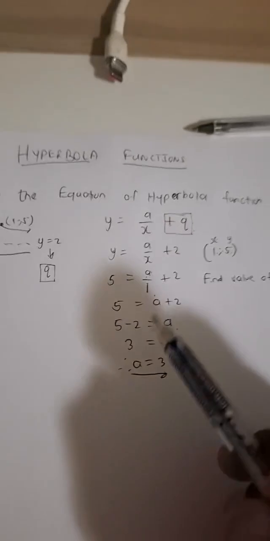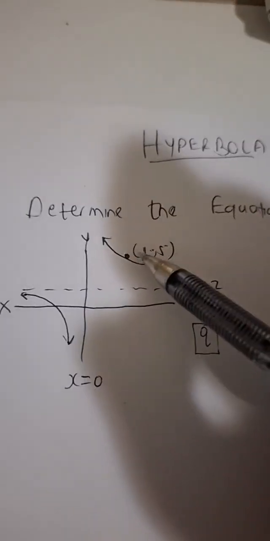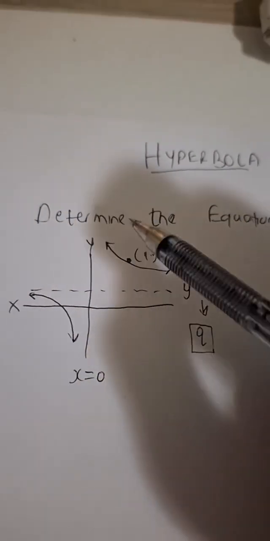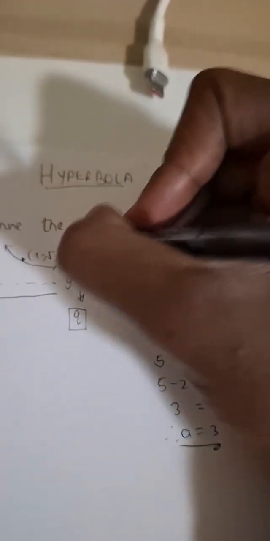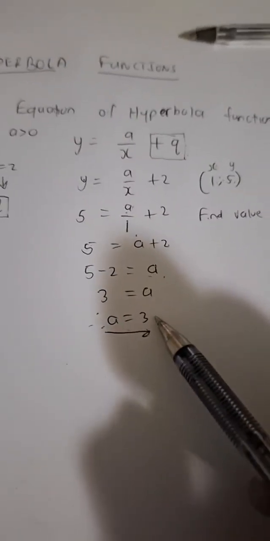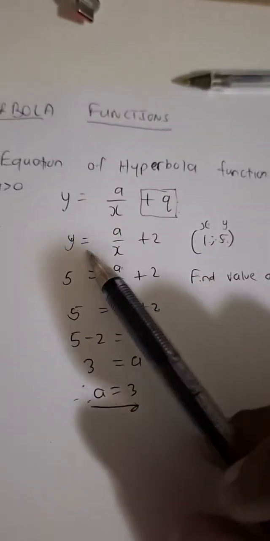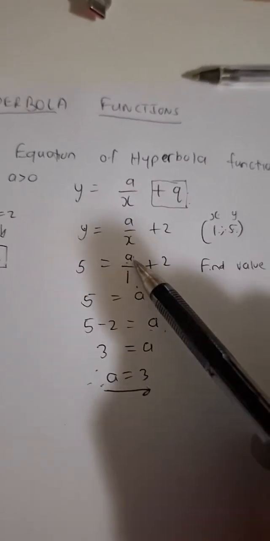Was I expecting to have an a value that is positive? Oh, definitely. Why? Because my hyperbola function is located in the first and the third quadrant, which therefore speaks to the fact that my a value is definitely going to be positive. It would have been a sad outcome for me to have found that my a value is negative. That would have spoken to an error that I may have possibly made in my substitution and ultimately in my solving for the value of a.